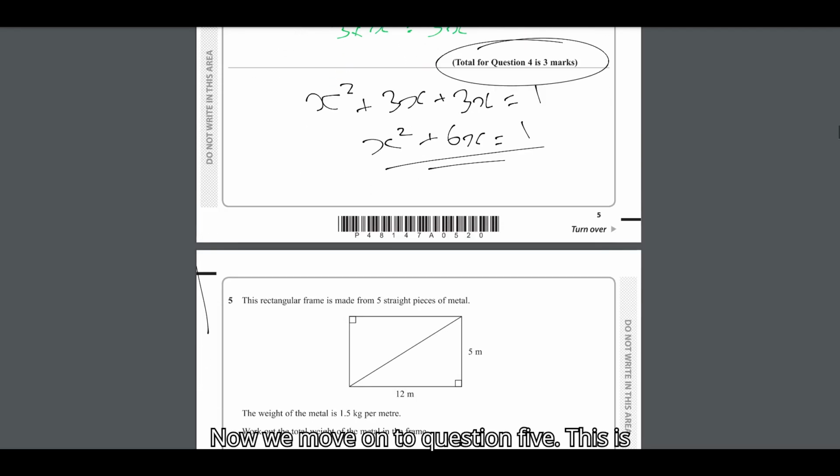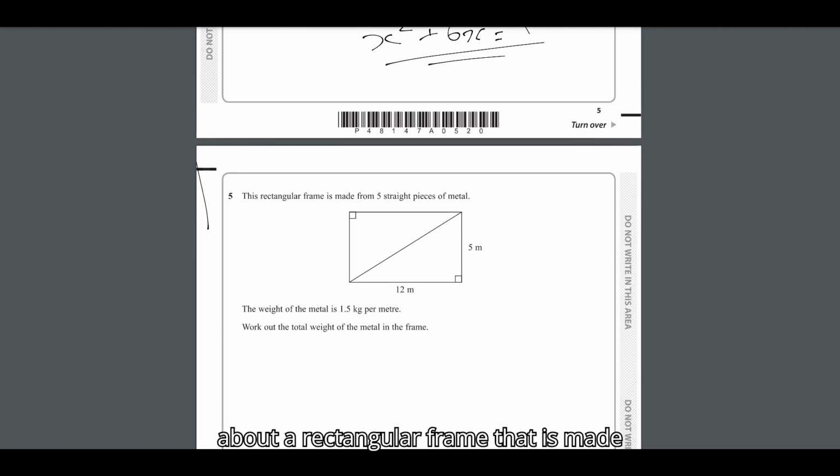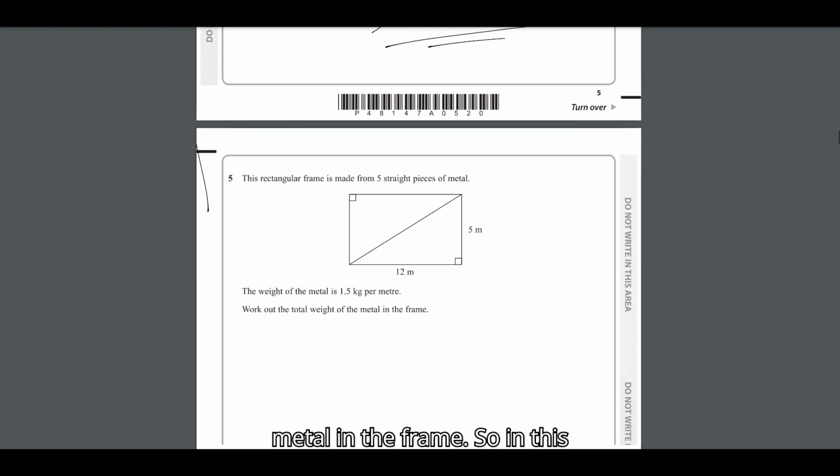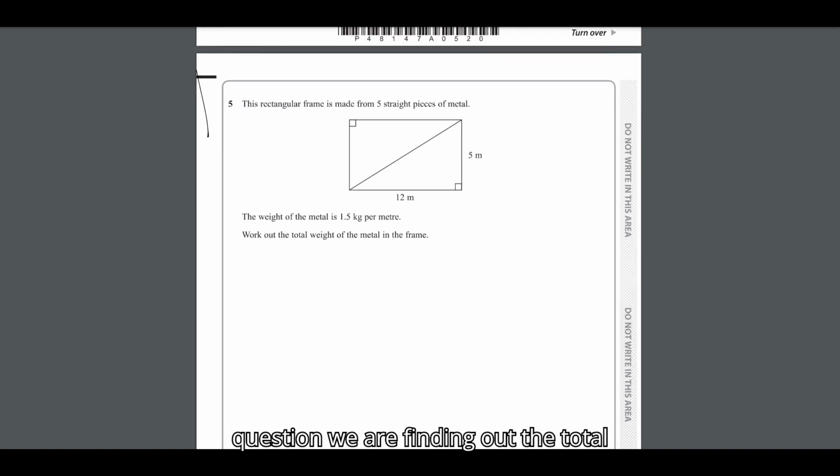Now we move on to question 5. This is about a rectangular frame that is made from 5 straight pieces of metal. The weight of the metal is 1.5 kilos per meter. Work out the total weight of the metal in the frame. So in this question, we are finding out the total weight. We are not calculating any areas, it's just the total of every single piece of metal that is within the frame.